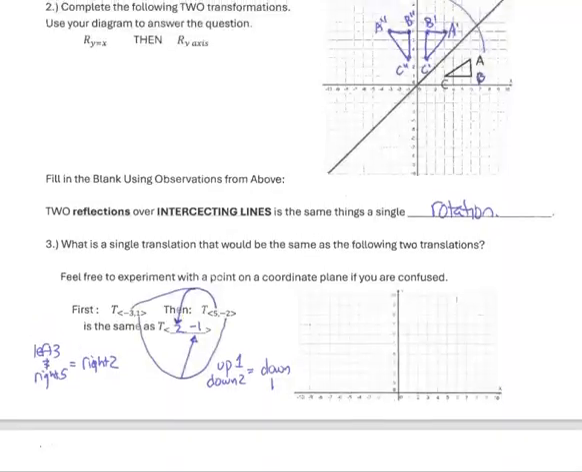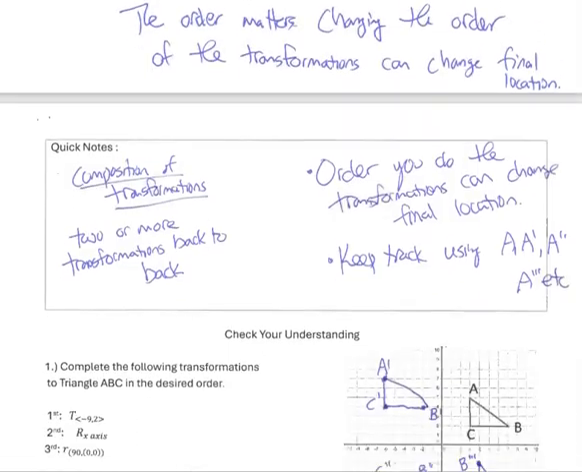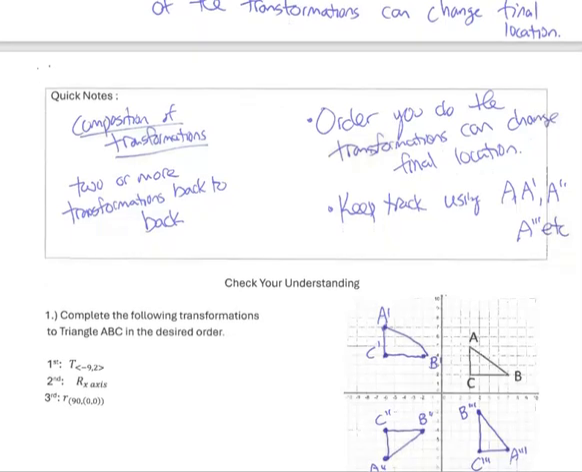All right, so once again, the summary here is that we are talking about a composition of transformations, which are two or more transformations back to back. Order often does matter, so just go by the correct order, and then keep track of everything using prime, single prime, double prime, triple prime, and so on.